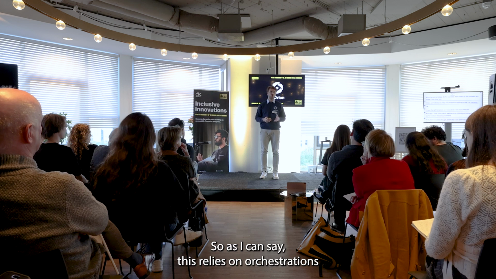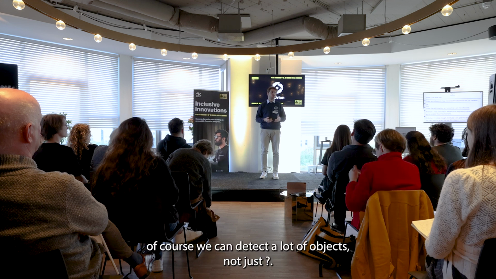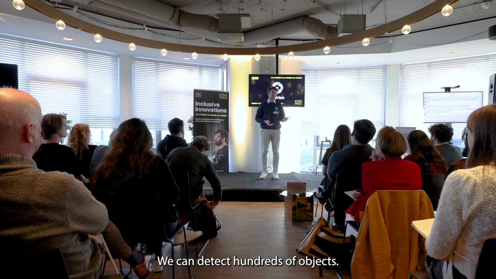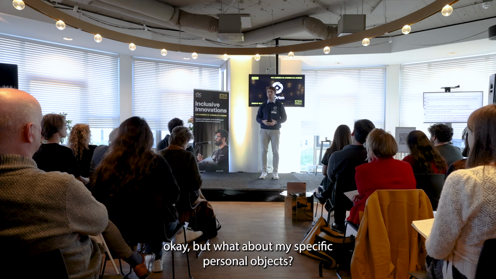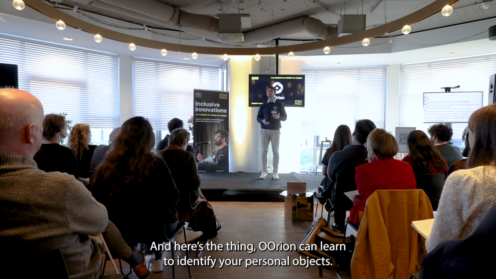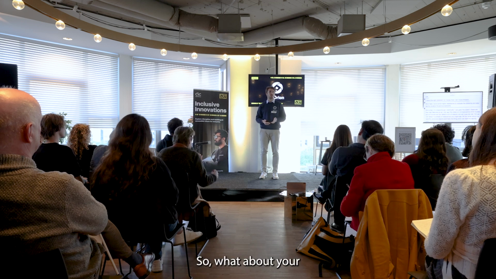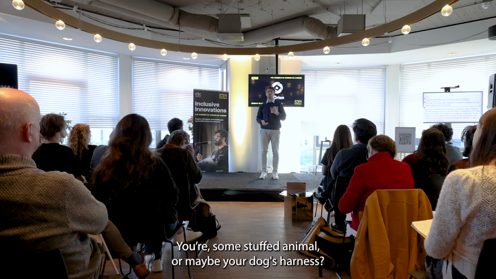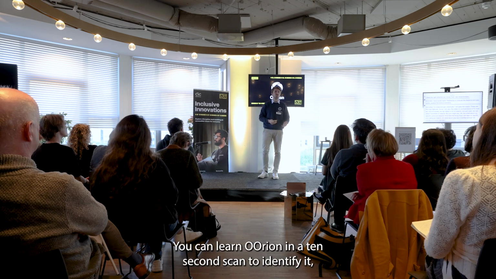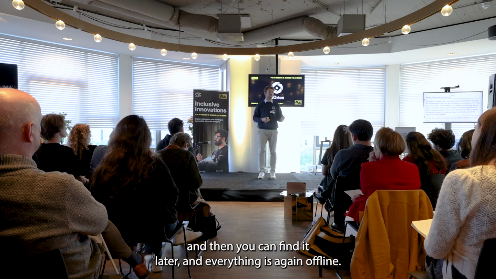As I can say, this relies on an orchestration of AI models. And of course, we can detect a lot of objects, not just cups. We can detect hundreds of objects. But you might say, okay, but what about my specific personal objects? And here's the thing, OOrion can learn to identify your personal objects. So what about your son's stuffed animal, or maybe your dog's harness? You can teach OOrion in a 10-second scan to identify it, and then you can find it later. And everything is, again, offline.